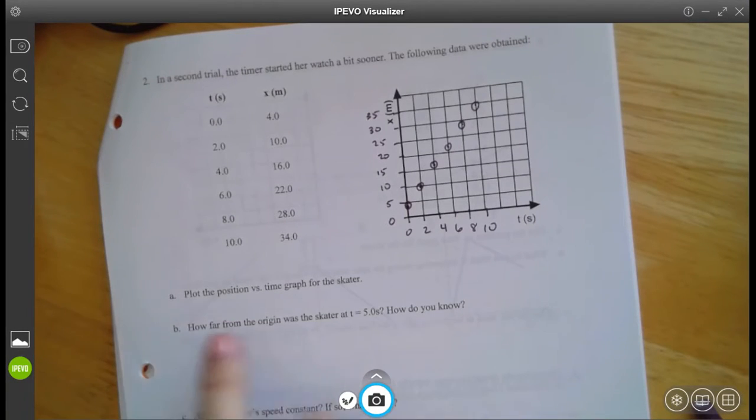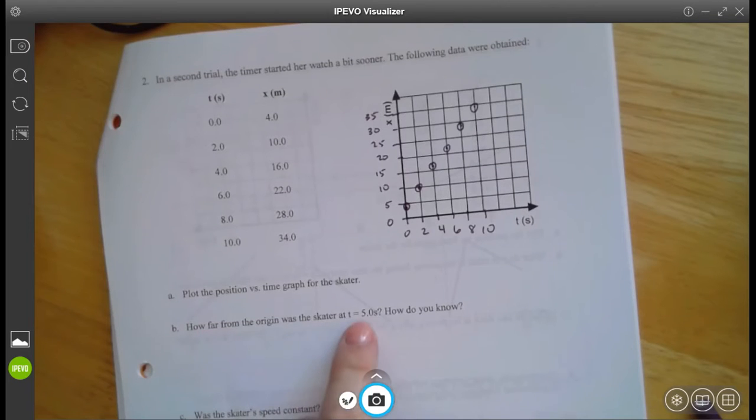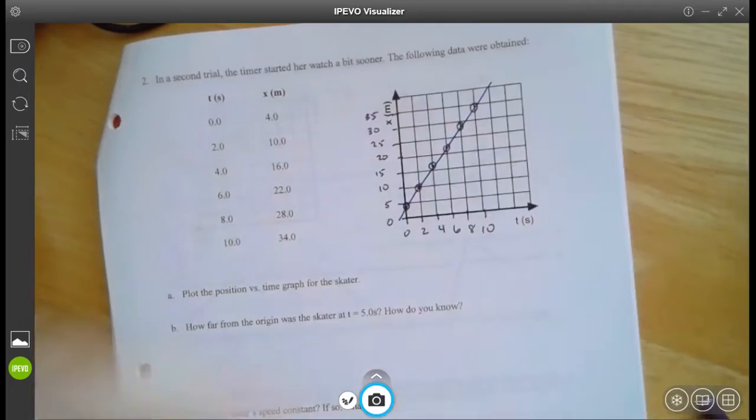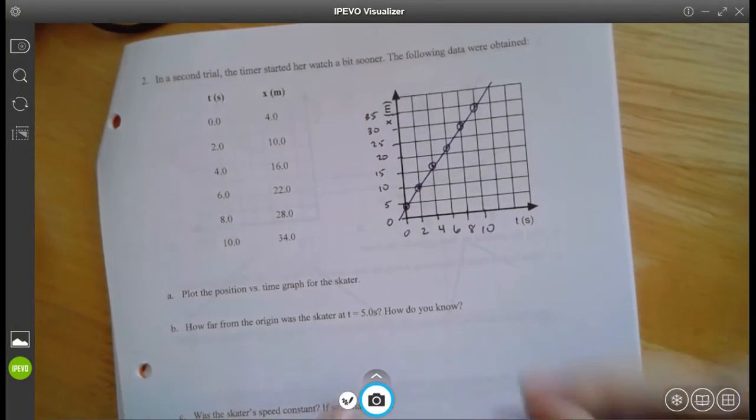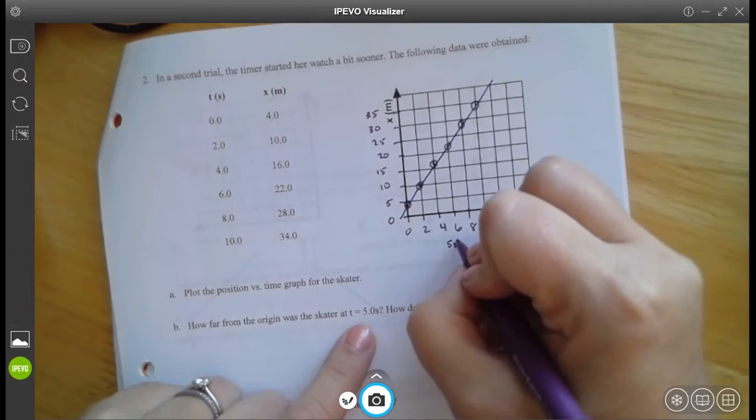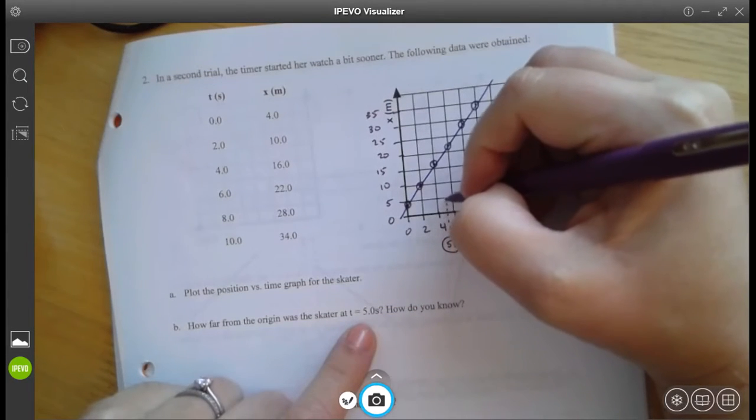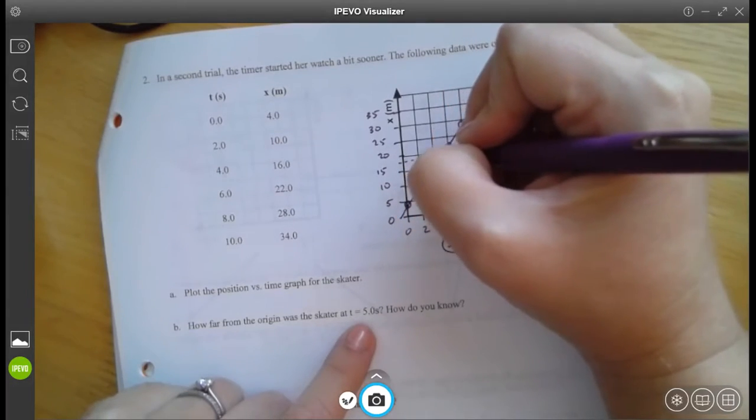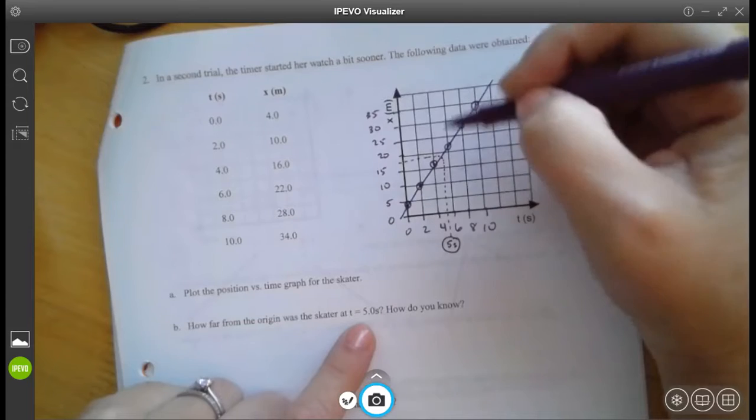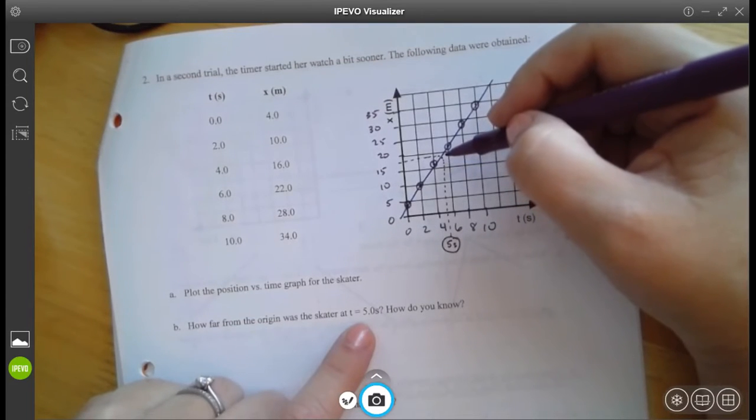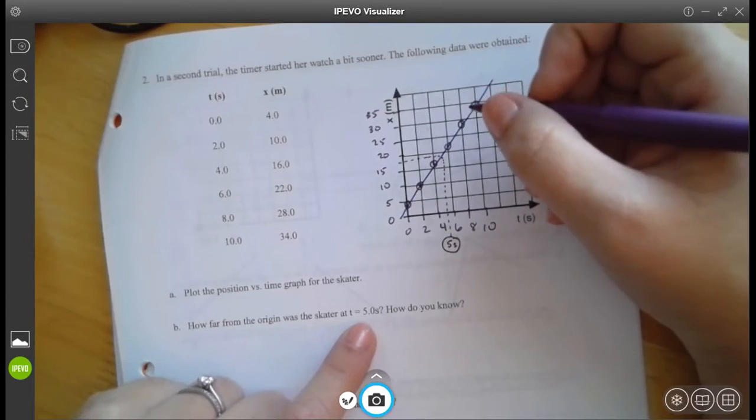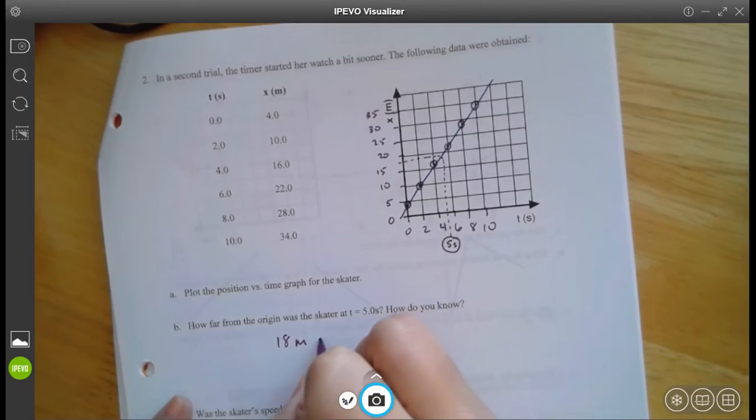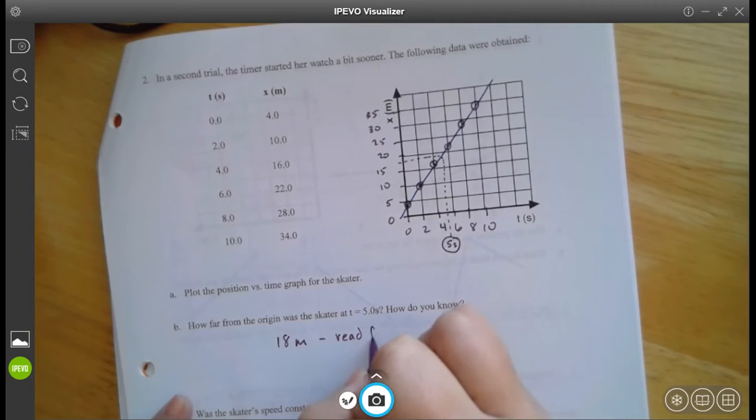All right. So next, how far from the origin was the skater at 5 seconds? How do you know? Well, the easiest way to do this is just to read it off of our graph. So if we find 5 seconds and look up at our line, that's going to be between 15 and 20. So we can estimate. I would estimate based on my graph, it should be about 18 meters. I'm just going to write 18 meters, and I read it from the graph.